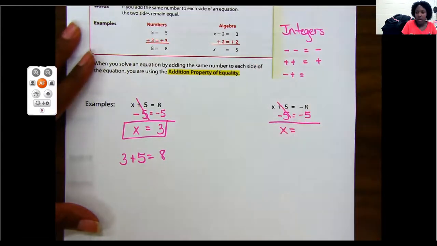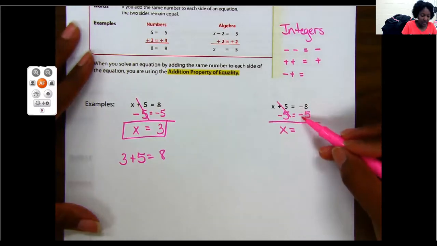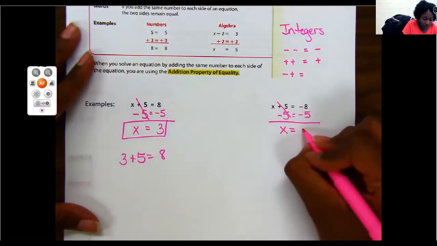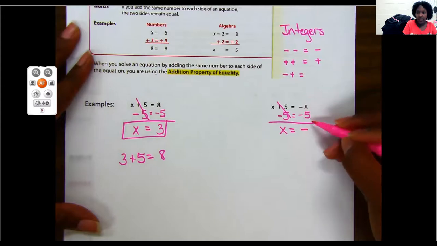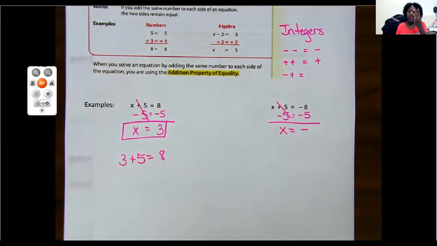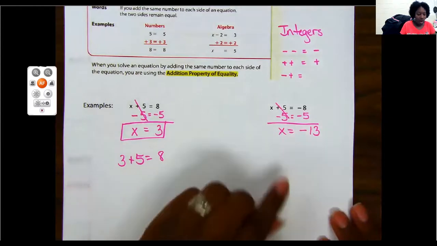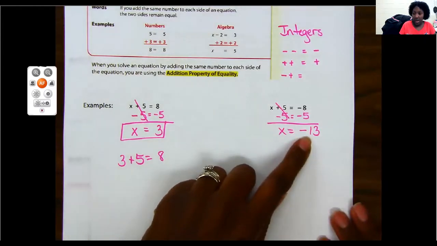Over here on this side of the equation, I have a negative 8 and a negative 5. Remember, when they have the same symbol, I keep that symbol. So I'm going to keep the negative, and I'm going to add the numbers together. 8 plus 5, so 8, 9, 10, 11, 12, 13. Okay, so I think that my x is equal to negative 13. Well, I can check that.